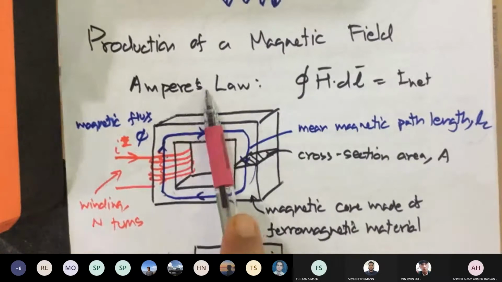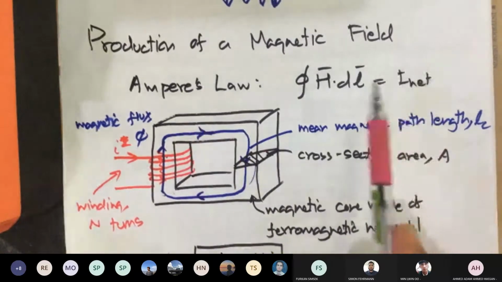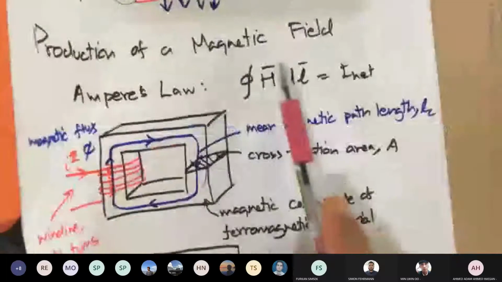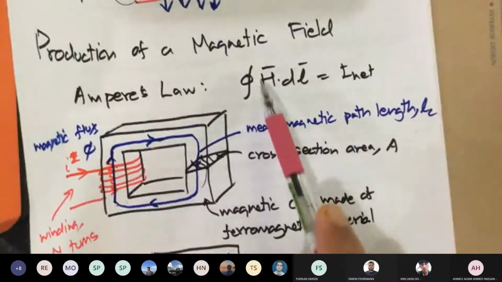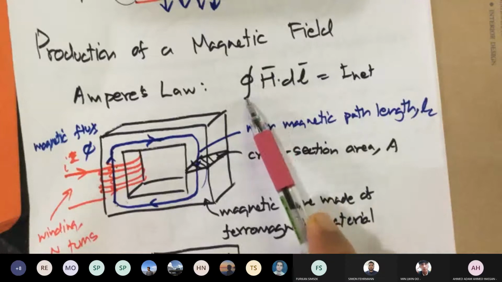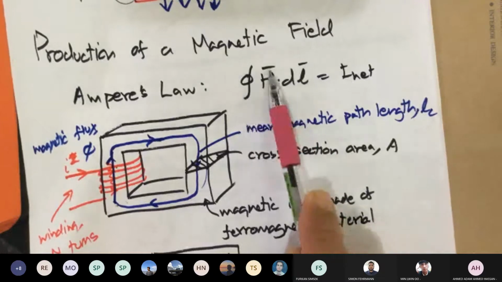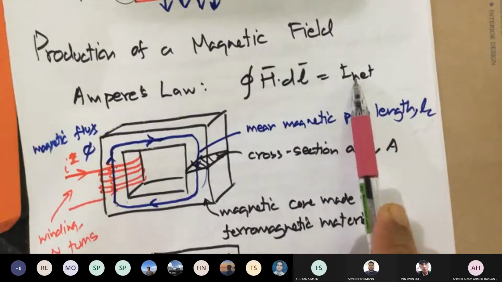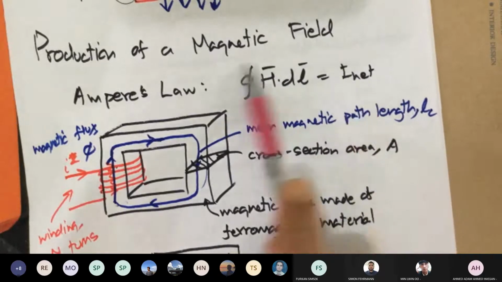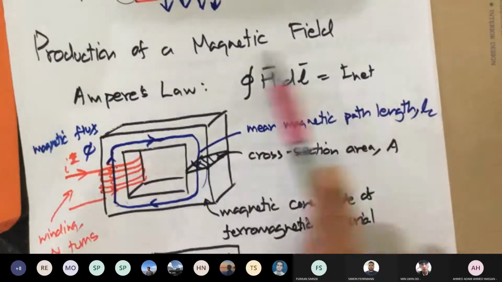He had this law, a very scary-looking law. An integration sign with a circle on it. This is what we call the closed-path integration of vector H dot dl equals I net. Don't get scared by this. I'm just showing you, it looks scary.